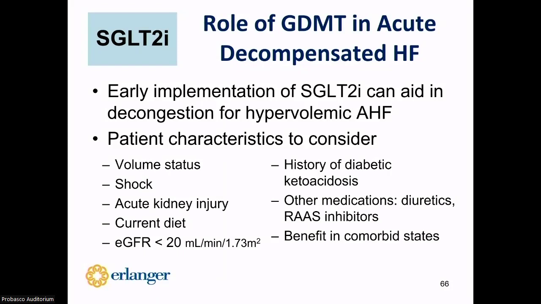Do they have a diet? Do they have adequate intake? Have they ever had a history of diabetic ketoacidosis, given the risk of euglycemic DKA in these patients? Are they on other diuretics and RAS inhibitors? And then do they have comorbid states such as atherosclerotic cardiovascular disease that may benefit?